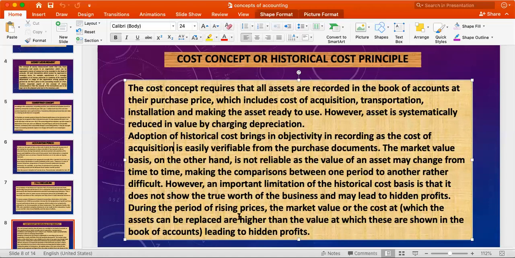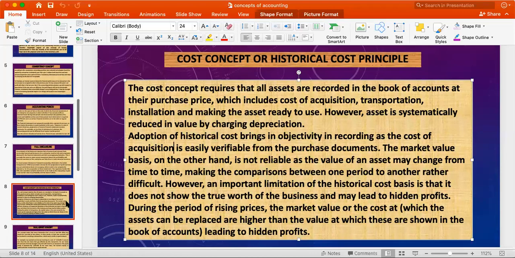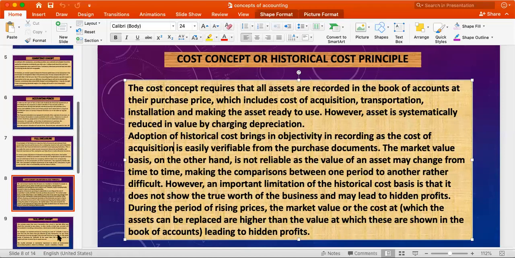During a period of rising prices, the market value or the cost at which the assets can be replaced is higher than the value at which they are shown in the books, leading to hidden profit. This is what I have just explained. So the cost concept, whose other name is the historical concept, we have completed.